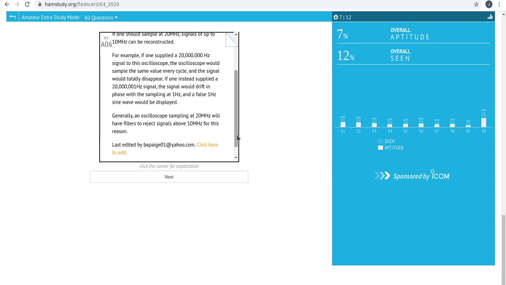Generally, an oscilloscope sampling at 20 megahertz will have filters to reject signals above 10 megahertz for this reason.